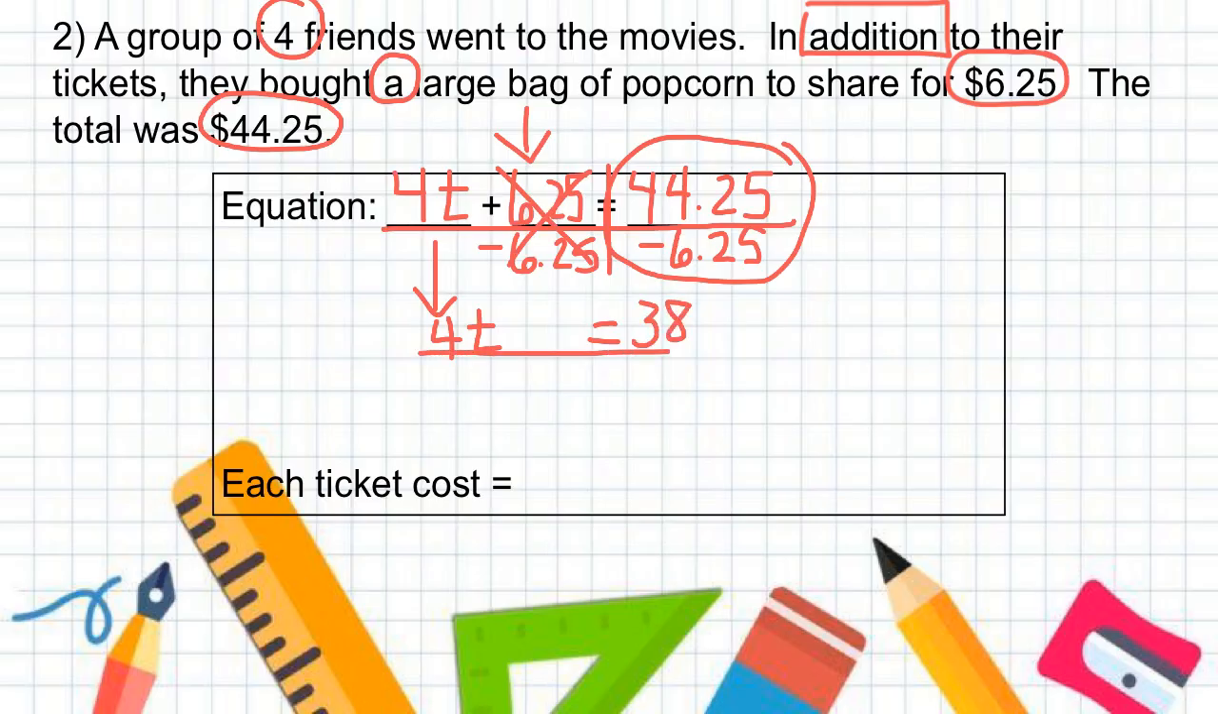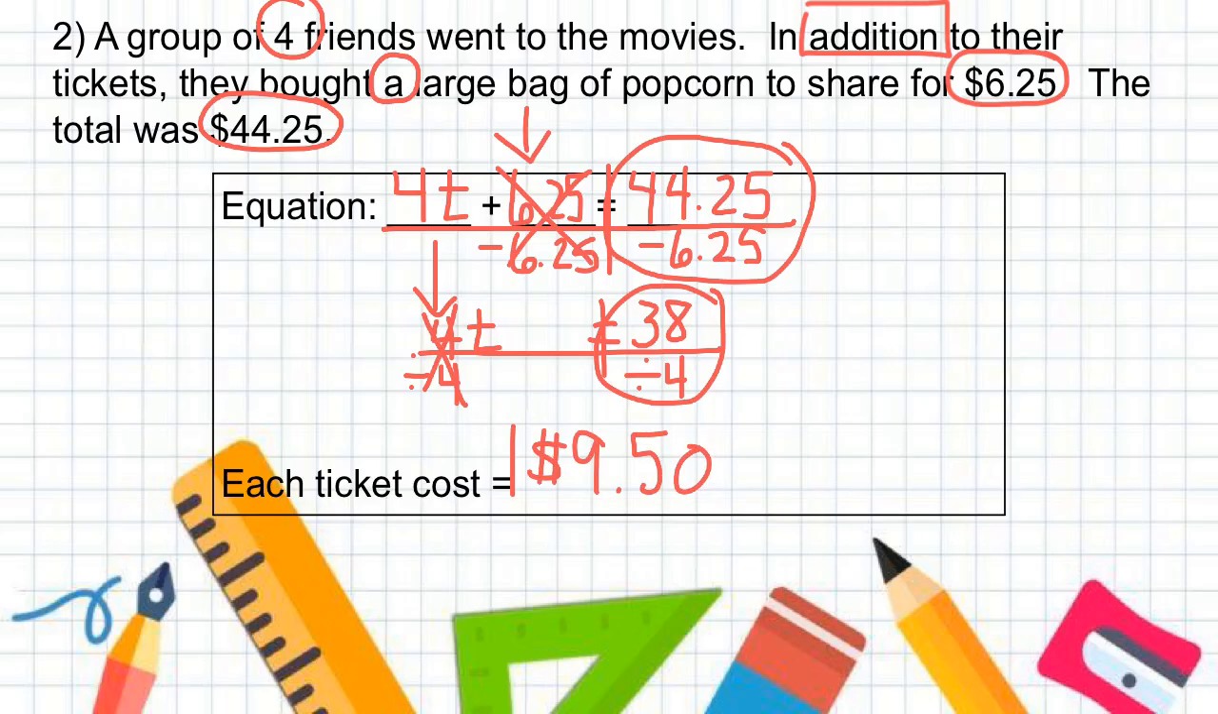All right, now I need to take that $38 and I need to divide it into 4 people's tickets. The opposite of multiplying by 4 is dividing by 4. That leaves me with 1 ticket equals whatever 38 divided by 4 is. 1 ticket costs $9.50.